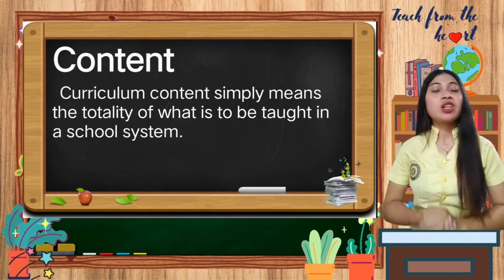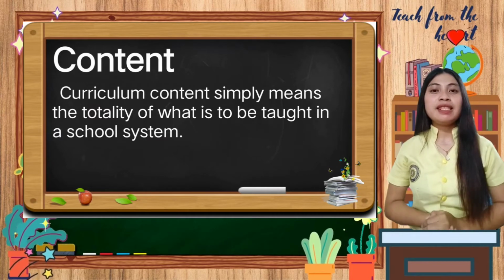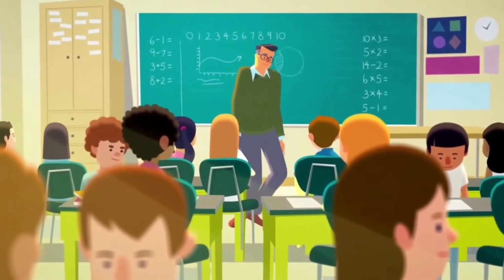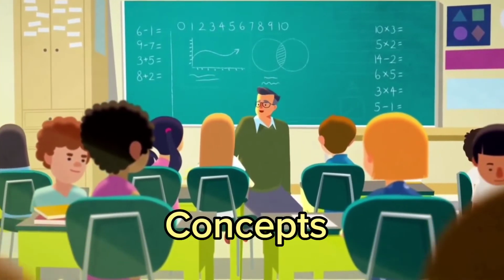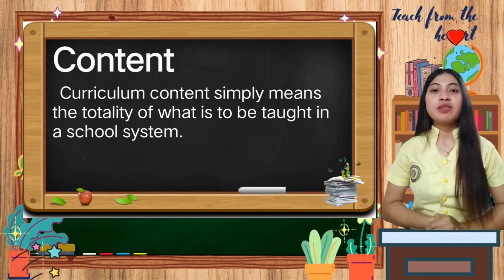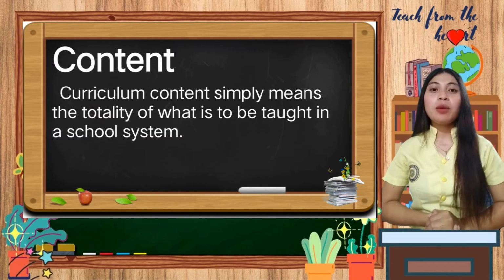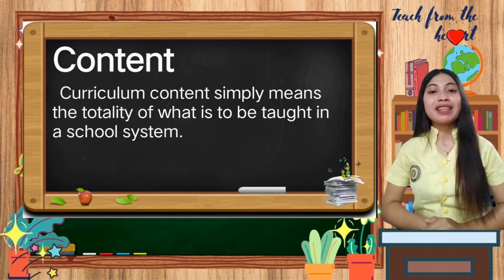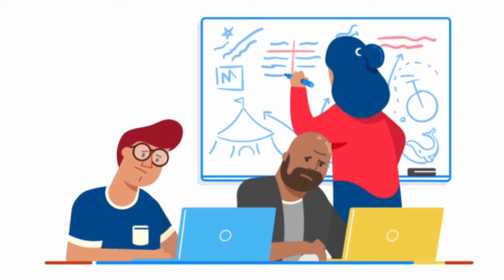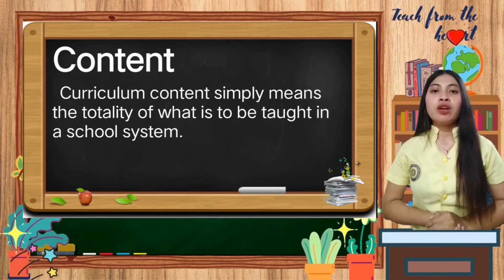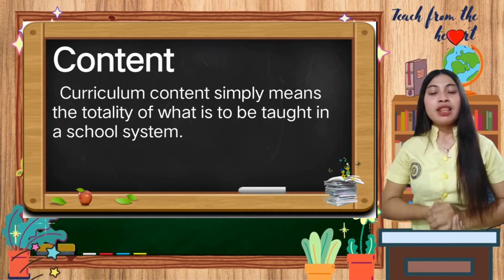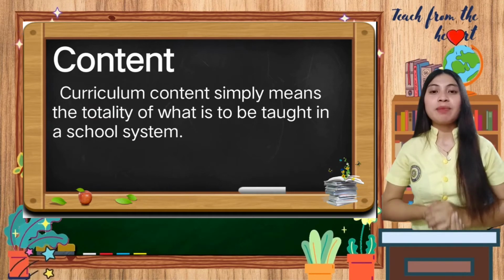The second element is content. Curriculum content simply means the totality of what is to be taught in a school system. The content component of the teaching-learning situation refers to the important facts, principles, and concepts to be taught. And these contents must be in line with the learning experiences, and there must be clear-cut objectives to be achieved by the end of each respective lesson. It can be in the form of knowledge, skills, attitudes, and values that learners are exposed to. Furthermore, content involves subject matter drawn on the basis of problems, themes, or topics cutting across traditional subjects.